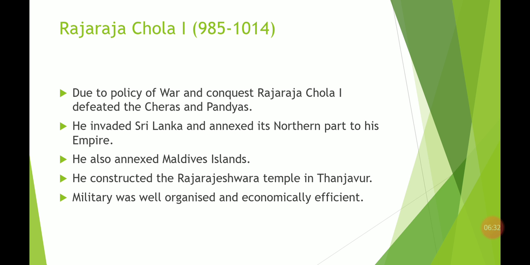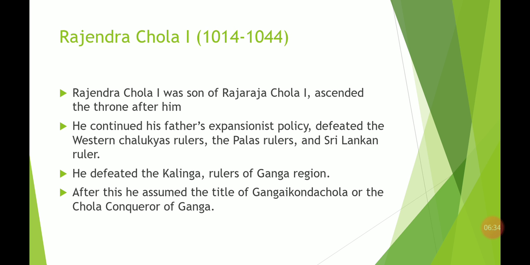His son was Rajendra Chol. Rajendra Chol ruled just after him, from 1014 to 1044. So this reign of approximately 30 years was the rule of Rajendra Chol, son of Rajraj Chol. He continued his father's expansionist policy and defeated the Western Chalukya rulers.